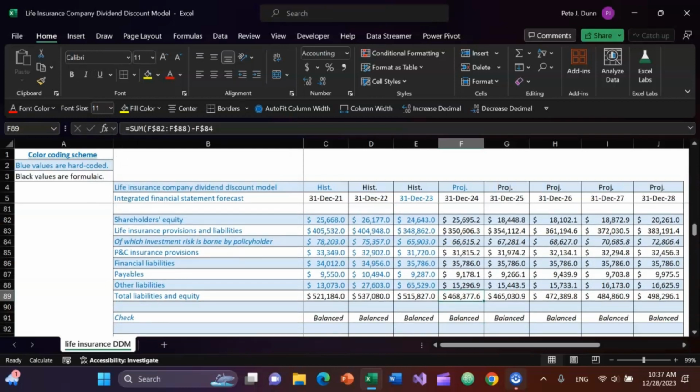Then you can sum those up and subtract out the part that's borne by the policyholder to get total liabilities and equity.